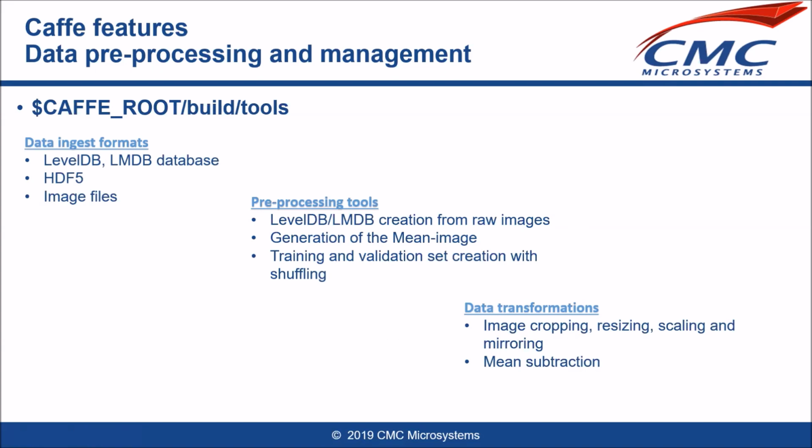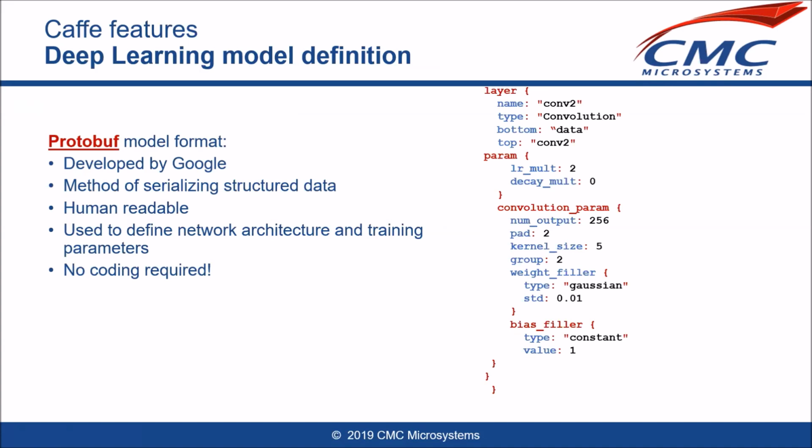Caffe uses a model called Protobuf. It is developed by Google, and it's a good method for serializing structured data. At my right here, I have an example of a network. Basically, each block is a processing block. For example, here we have convolution, here we have a Gaussian filter. Each block describes what happens to the data that comes to the block. It is human readable and used to define the network architecture.